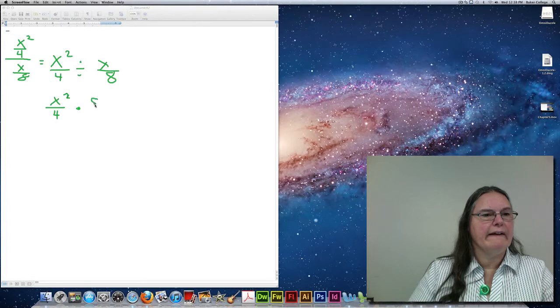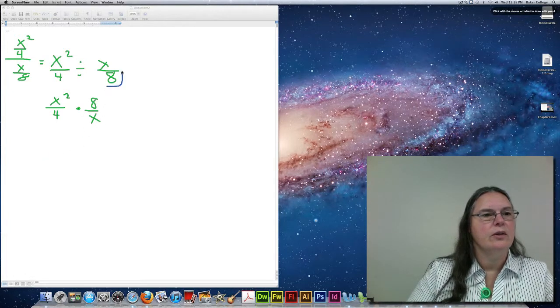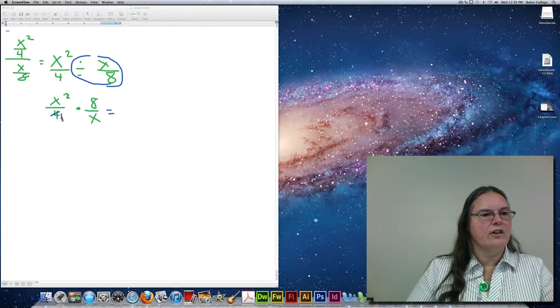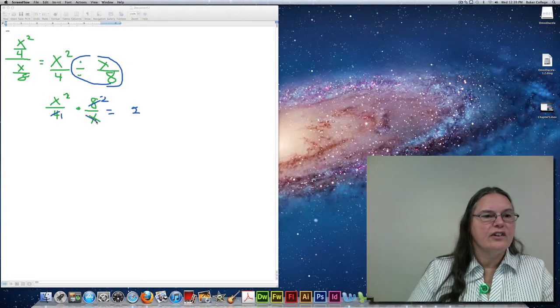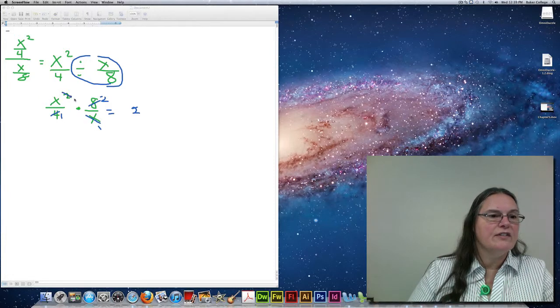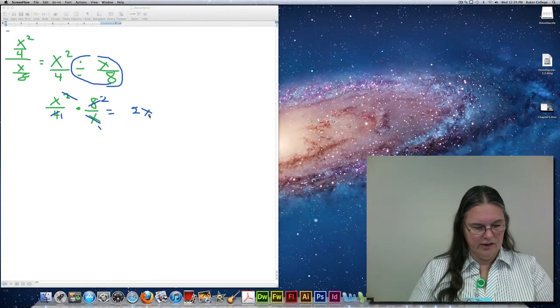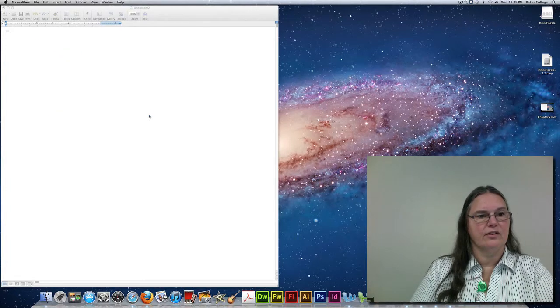Apply the rules for fractions: x squared over 4 times 8 over x, because what did we do? Product of reciprocals. Now we can reduce. 4 fits in itself once, 4 fits in the 8 how many times? Twice. So I know I have a 2 left here on top. But then x fits in itself once, and there's 1 x left in here. So I have 2x left. Hopefully that's clear and you understand that process.